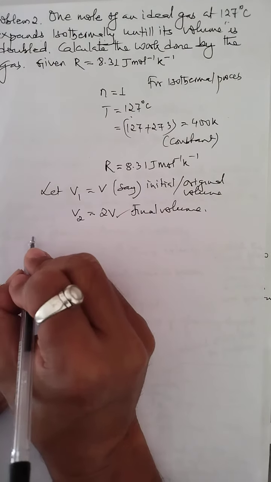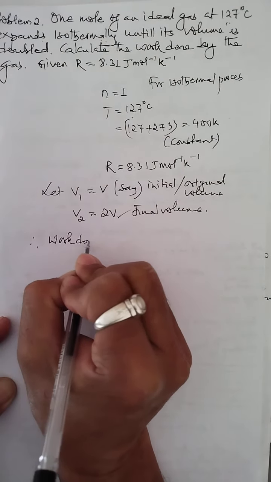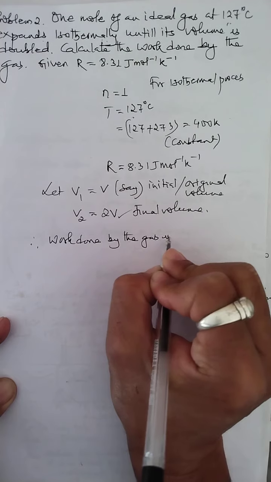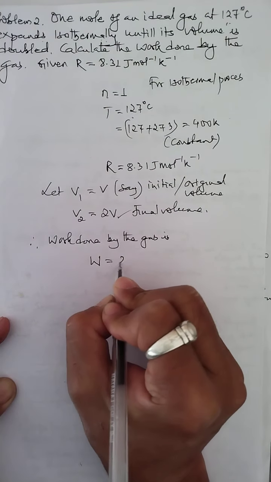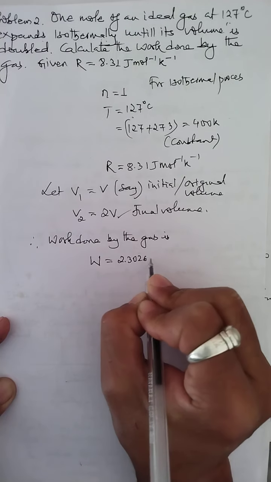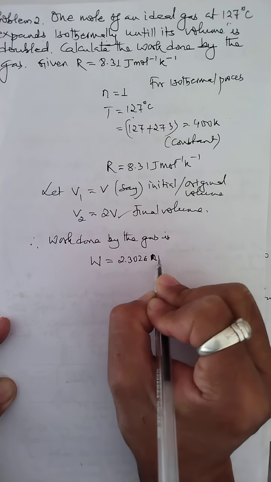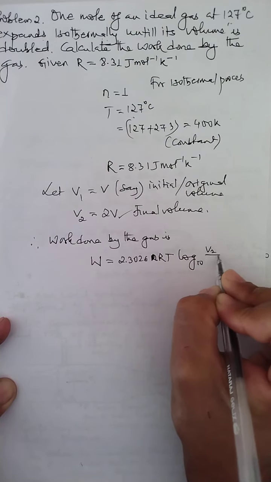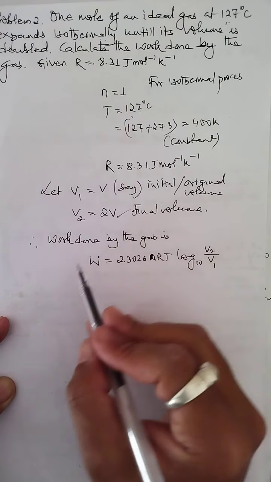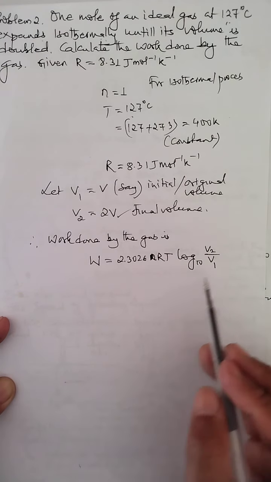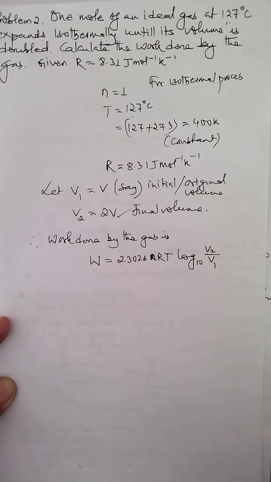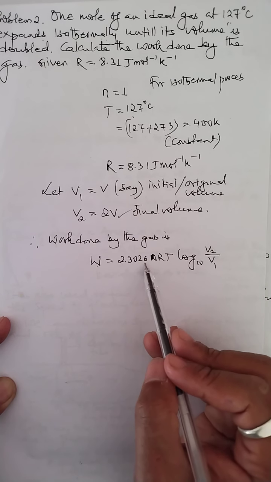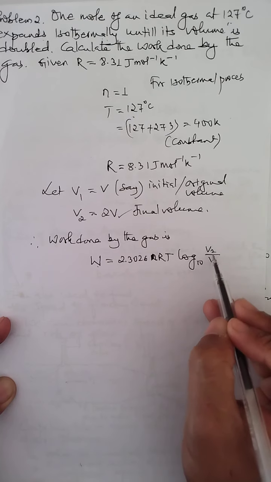So under this case, work is definitely done by the gas, and there is a formula. We use the direct formula. Work done by the gas is given by W, and the formula is 2.3026 nRT log of base 10 V2 by V1. This formula I have already derived in one of my YouTube videos. If you have not gone through it in detail, please go through it. So W equals 2.3026 nRT log of base 10 V2 by V1.